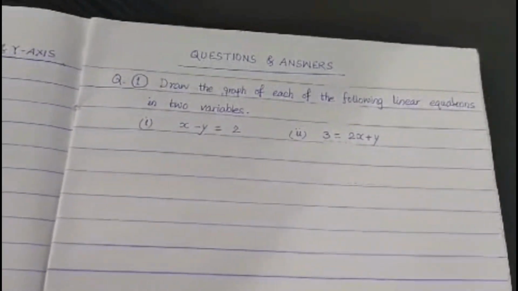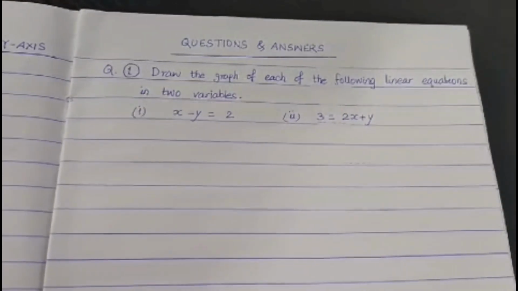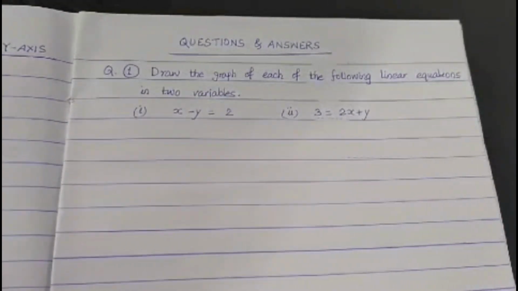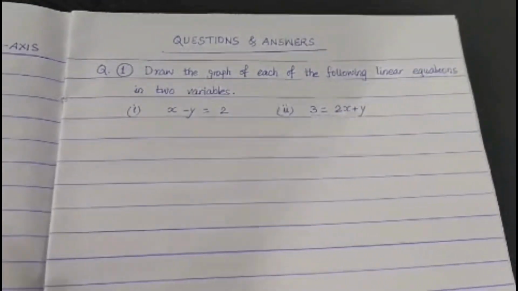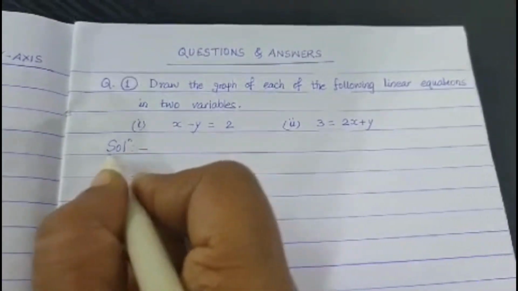So friends, let's start with this simple question, that draw the graph of each of the following linear equations in two variables. First one is x minus y equal to 2, and second one is 3 equal to 2x plus y. Okay, so we will solve first one.